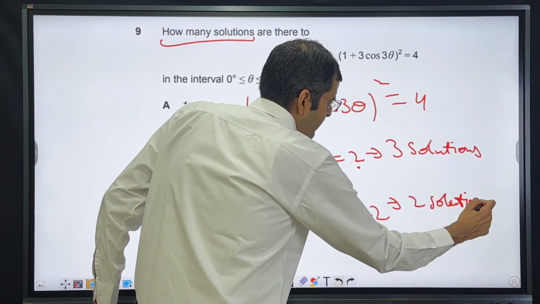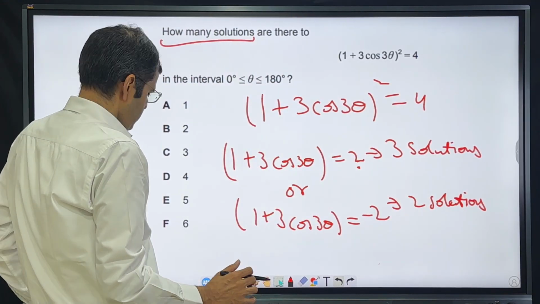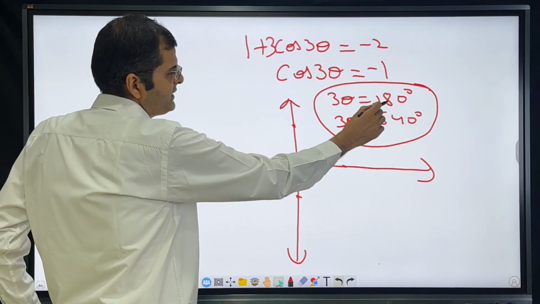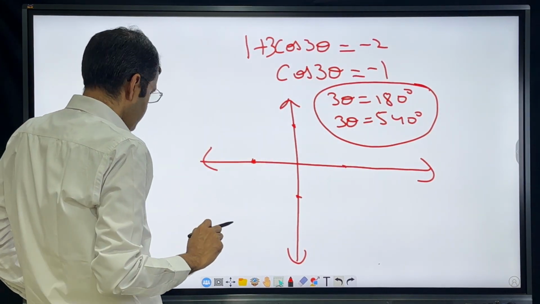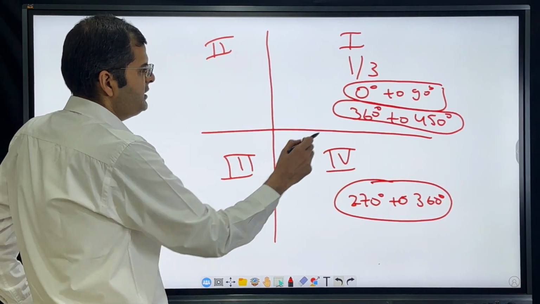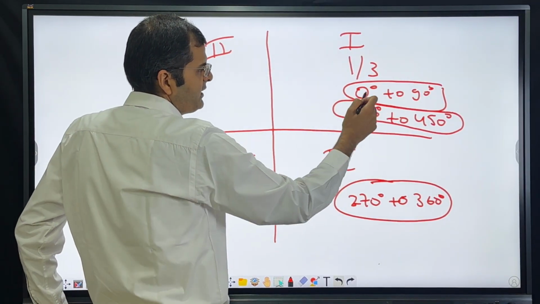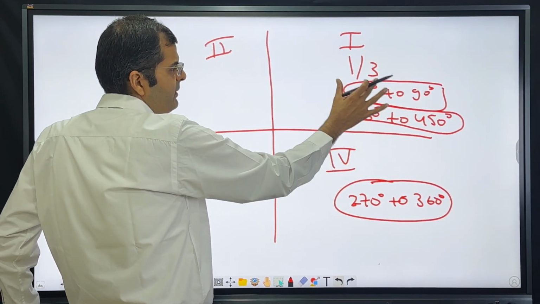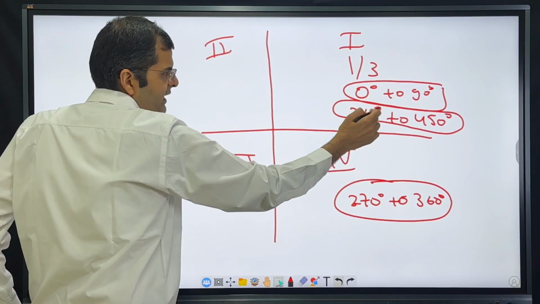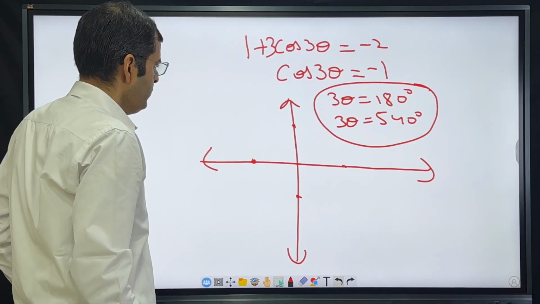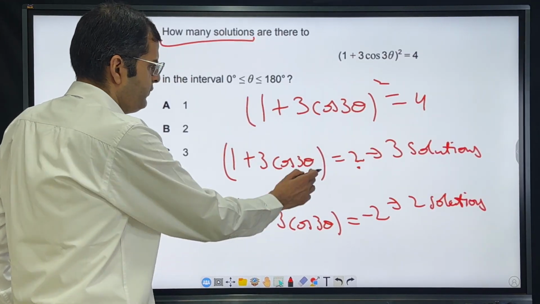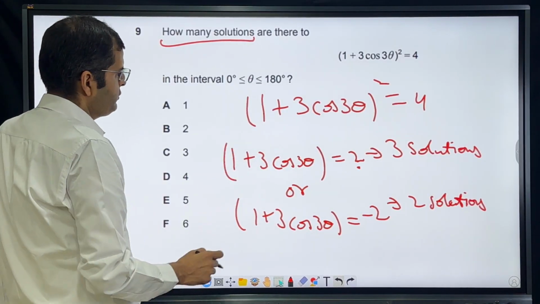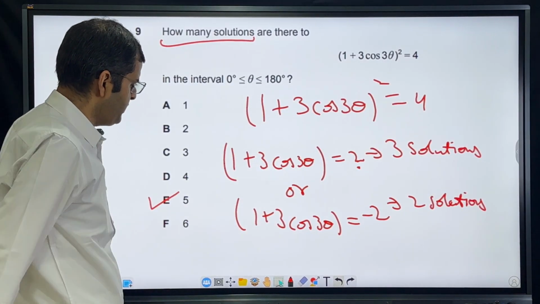And there is no overlap between these 3 solutions and 2 solutions, because these two solutions from the second one are exactly at 180 degree and 540 degree. But these three solutions are in between, like 0 degree, 90 degree, then 270 degree, 360 degree, 360 to 450 degree, in between those. Okay, not at these end values. So I get 3 solutions from the first, 2 solutions from the second. So in all 5 solutions we get. So how many solutions are there? 5 solutions. Answer option E is correct.